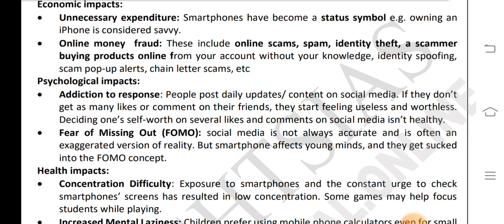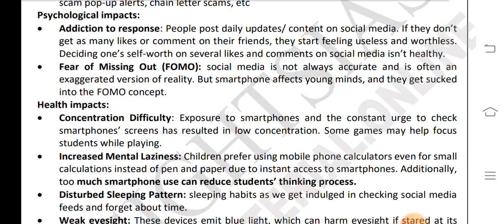Economic impact and unnecessary expenditures. Smartphones have become status symbols, and the iPhone is considered a luxury. Online money fraud includes online scams and spam. Identity theft: scammers buy products online from users' accounts without your knowledge. Identity spoofing, scam pop-up alerts, claim letter scams, etc.